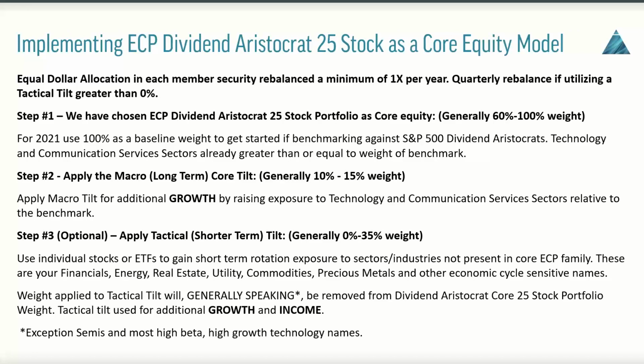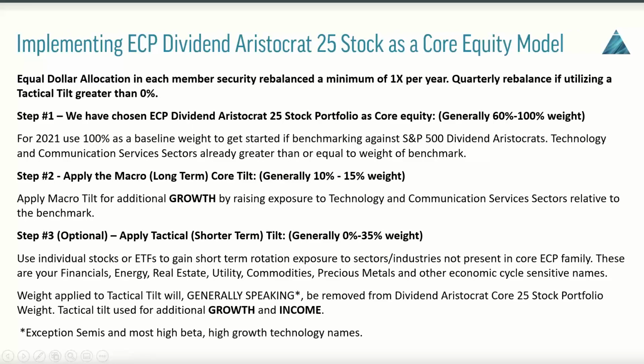So we're going to go through a couple steps here. It's very, very simple. For 2021, we're just going to use 100% as a baseline weight to get started if you're benchmarking against the S&P 500 Dividend Aristocrats, right? So it's literally just a 1-for-1 replacement. And the reason for that is the technology and communication services sector are already greater than or equal to the weight of the benchmark. So technology is a little bit of an overweight, and there are no communication services stocks in either of the ECP Dividend Aristocrat or the NOBL ETF. So we can start with 100% as baseline.